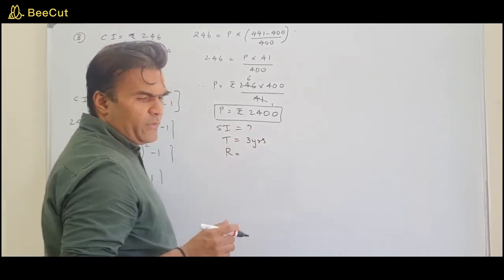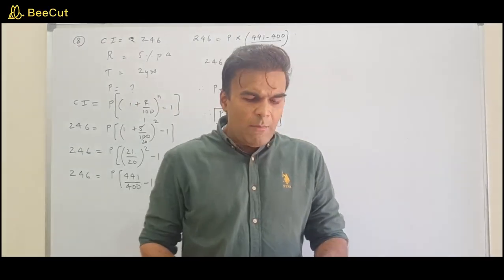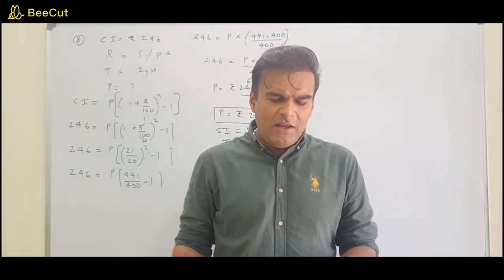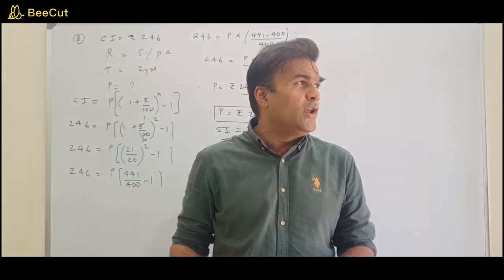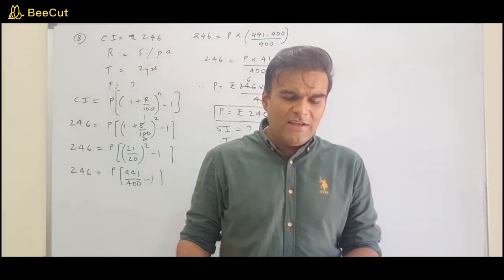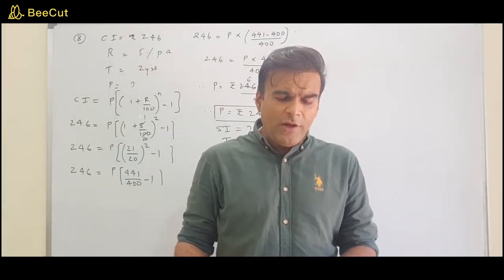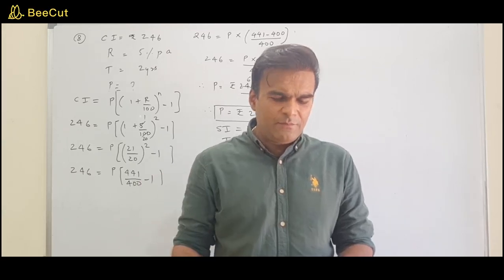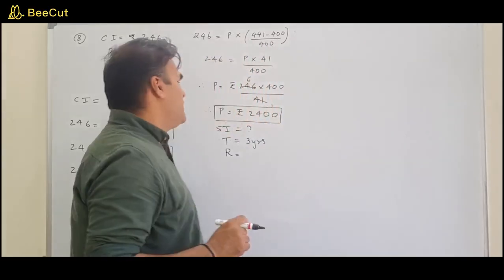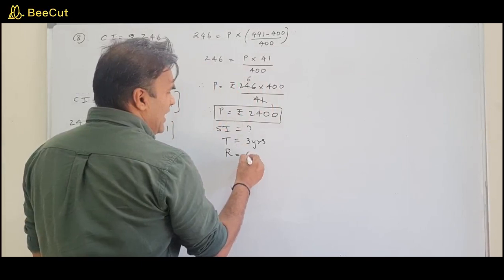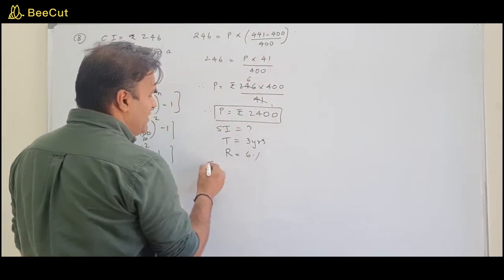Let us read the question. Compound interest on a certain sum of money at 5% per annum for 2 years amounts to 246. Calculate the simple interest on the same sum for 3 years at 6%. So what could be the answer?